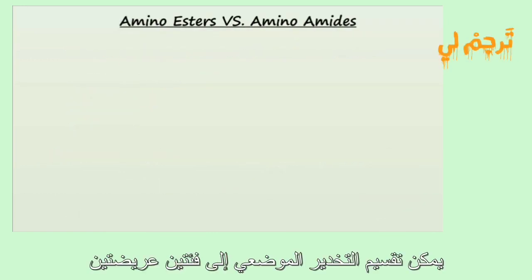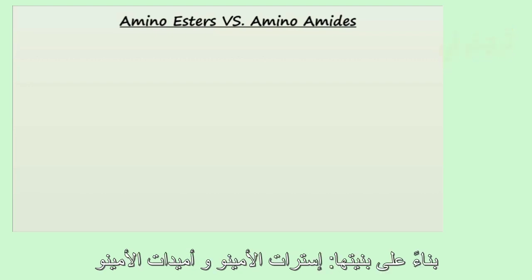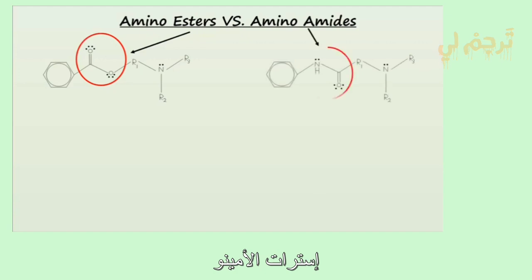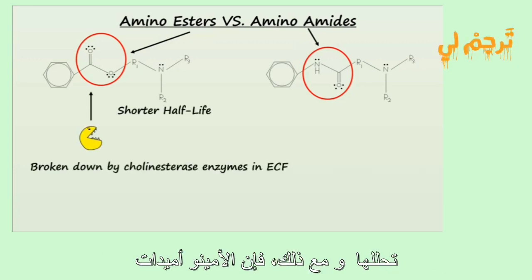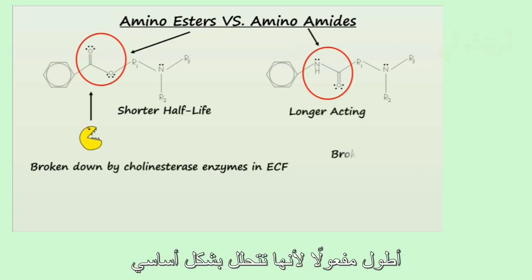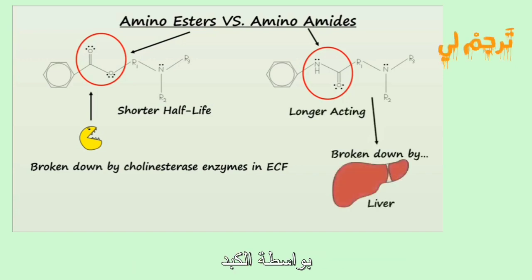Local anesthetics can be separated into two broad categories based on their structure: amino esters and aminoamides. Amino esters have a shorter half-life because cholinesterase enzymes in the extracellular fluid break them down. Aminoamides, however, are longer acting because they are mainly broken down by the liver.